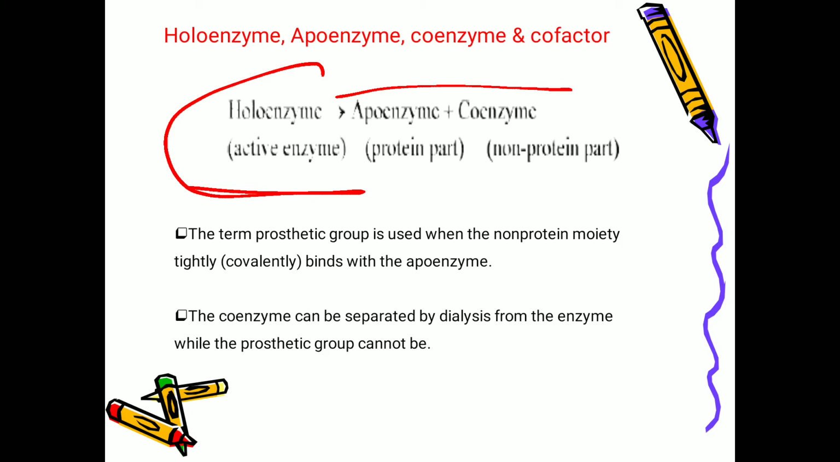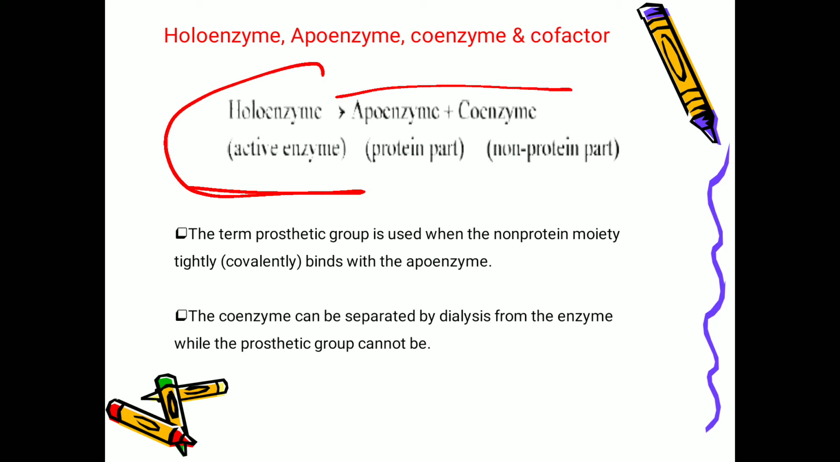And the term prosthetic group is used when the non-protein moiety is tightly or covalently bound with the apoenzyme. Covalent means the covalent bond is formed by the sharing of electrons. So when the non-protein part of the enzyme is tightly bound or covalently bound with the apoenzyme, then it is called prosthetic group. Prosthetic group is nothing but a non-protein part which tightly binds with the enzyme.